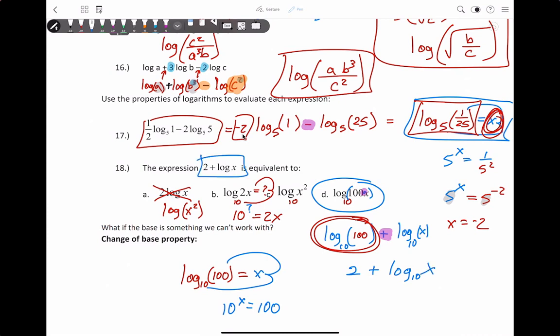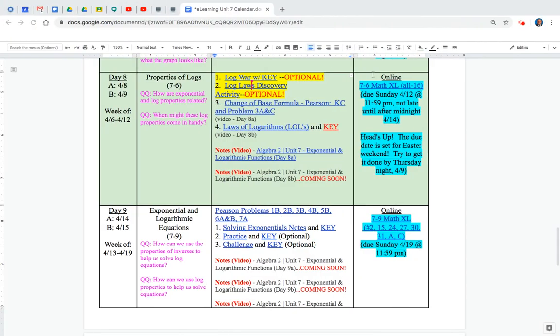Okay? So what if the base is something we can't work with? We're going to use the change of base property. And that's where you would go to rewriting and getting practice with that change of base that was in that other video.